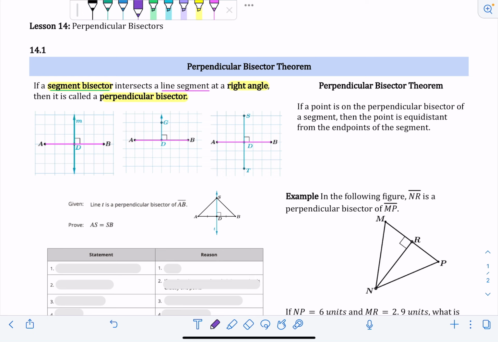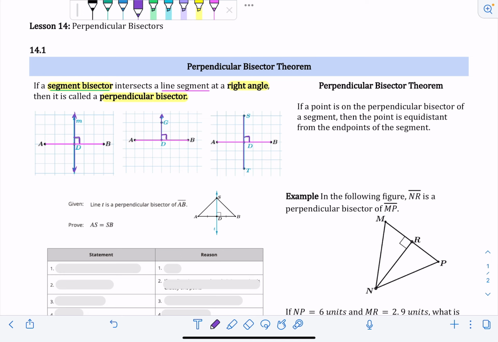So like in the first case, line M is intersecting segment AB and creating a right angle. In the second one, it's a ray that's bisecting segment AB and creating a right angle. And then in the third case, it's another line segment, ST, that's intersecting or bisecting segment AB and creating a right angle as well. So it's just like a special type of bisector.